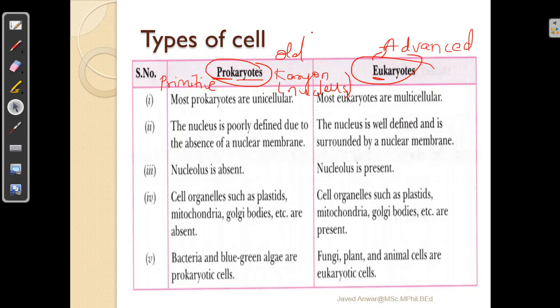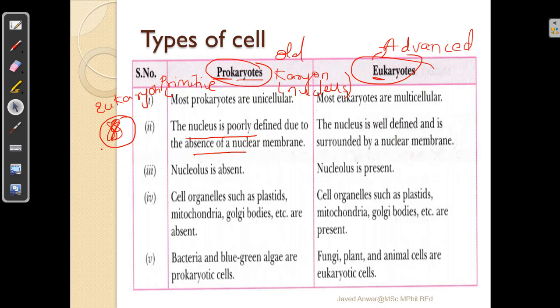So the first important difference between prokaryotic and eukaryotic cells is that prokaryotic cells do not have a well-defined nucleus, or you can say the nucleus is poorly defined due to the absence of a nuclear membrane. It means you just have a thread-like structure. You do not have a membrane around it. If you have a membrane around it, this becomes a eukaryotic cell. So, a eukaryotic cell has a well-defined nucleus surrounded by a nuclear membrane.